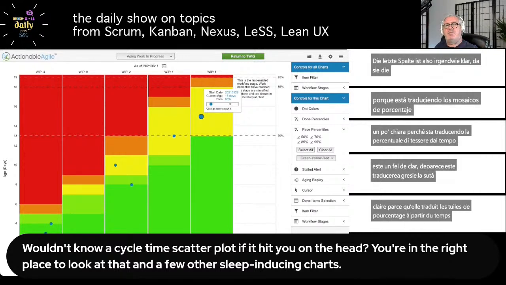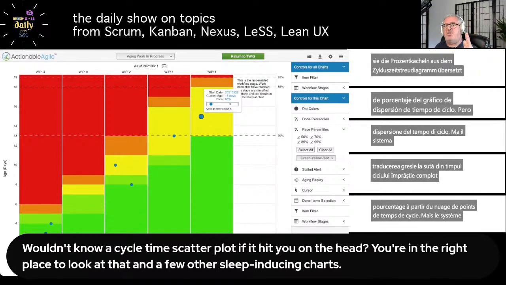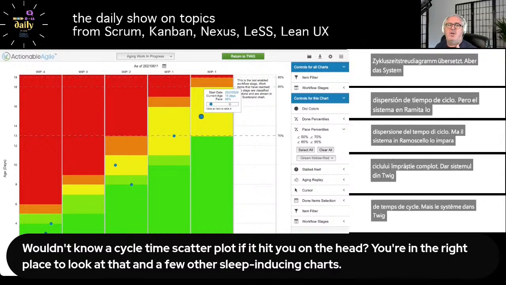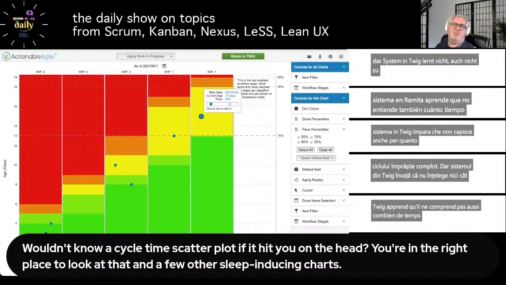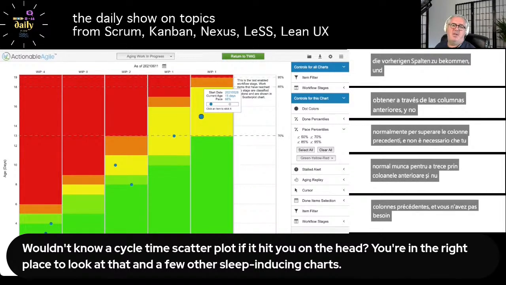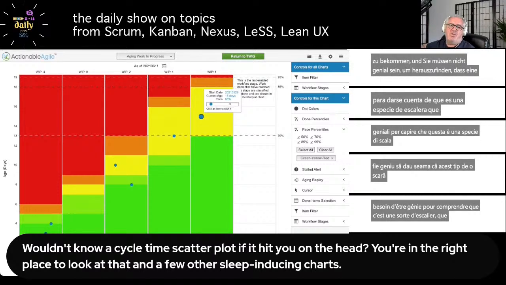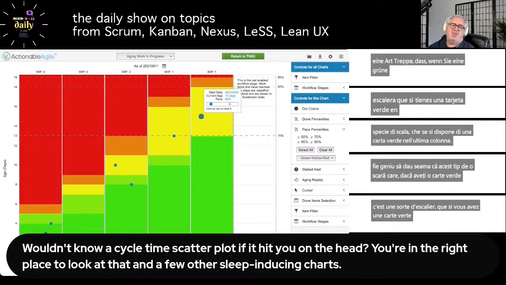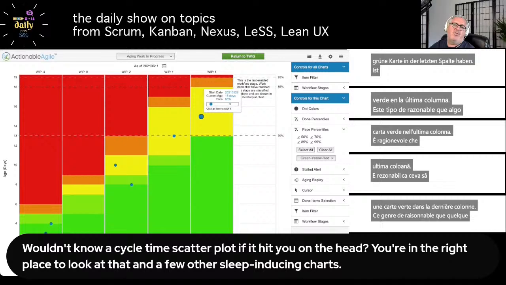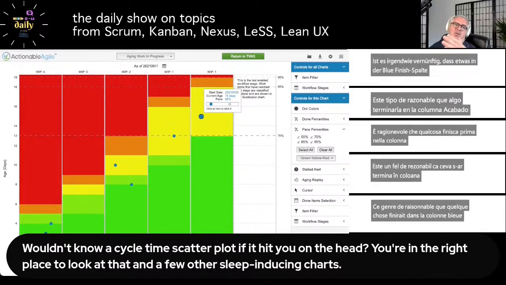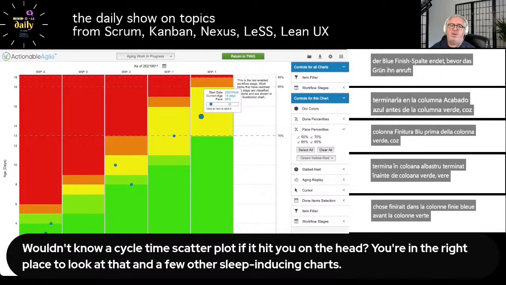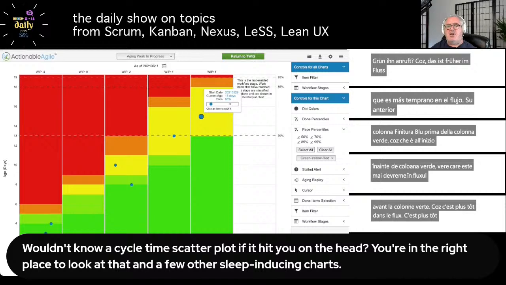But the system in Twig learns. It understands also how long work would normally take to get through the previous columns. And you don't need to be a genius to figure out that there's a kind of staircase. If you have the green column as the last column, it's reasonable that something would finish in the blue finished column before the green column, because that's earlier in the workflow. So that's why it looks like a bit of a staircase.